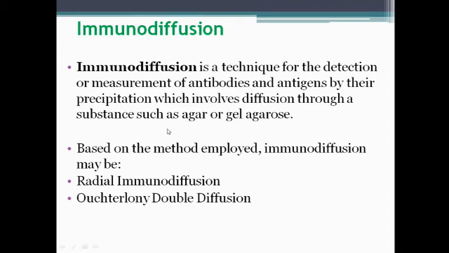The diffusion is unidirectional or bidirectional based on the method of diffusion of the antigen or antibody. It is classified mainly into two forms: single immunodiffusion and double immunodiffusion. Single immunodiffusion is also called radial immunodiffusion, and double immunodiffusion is also called Ouchterlony double diffusion.